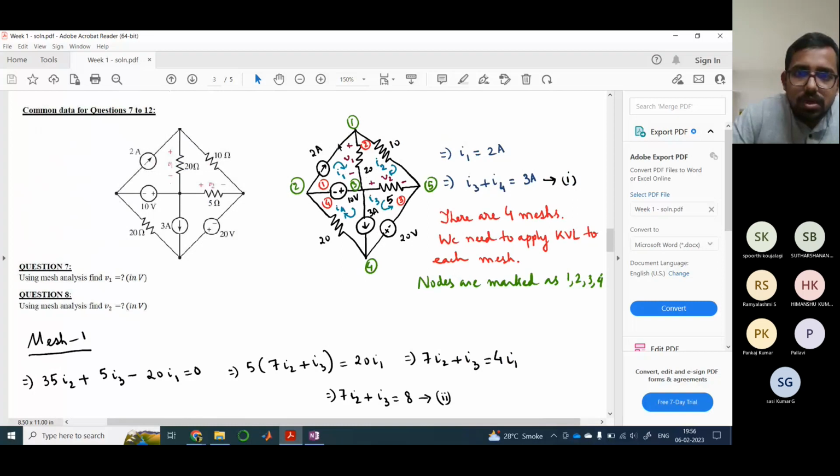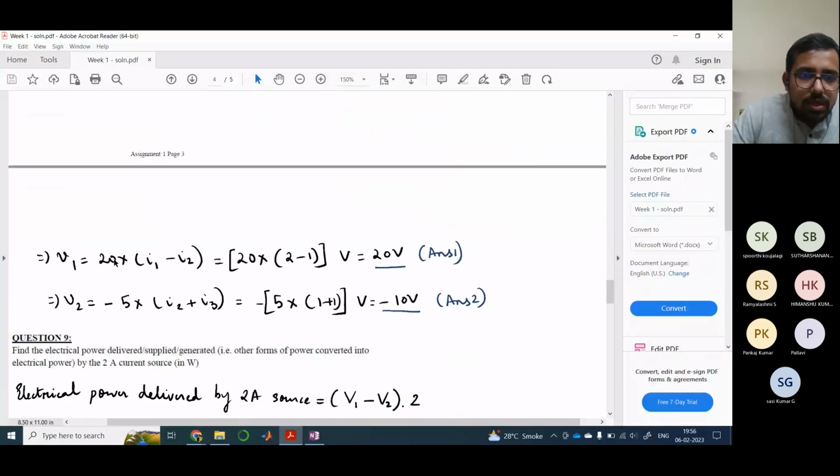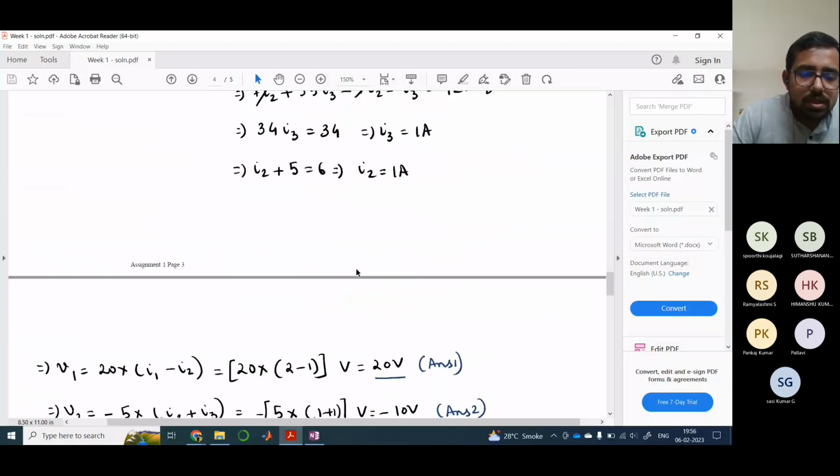V1 would be 20 into I1 minus I2, right? Because this I1 is entering through this plus terminal and I2 is entering through this minus terminal. That is why V1 would be 20 into I1 minus I2. So that is what we have written here, 20 into I1 minus I2. So this would be 2 minus 1 ampere, and 20 volt would be your answer.